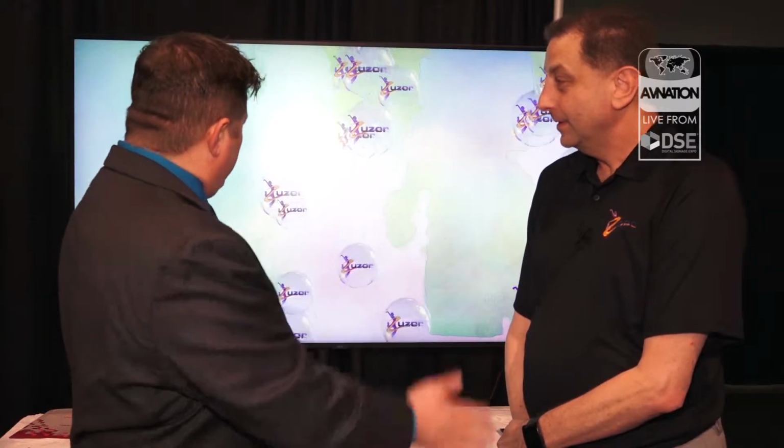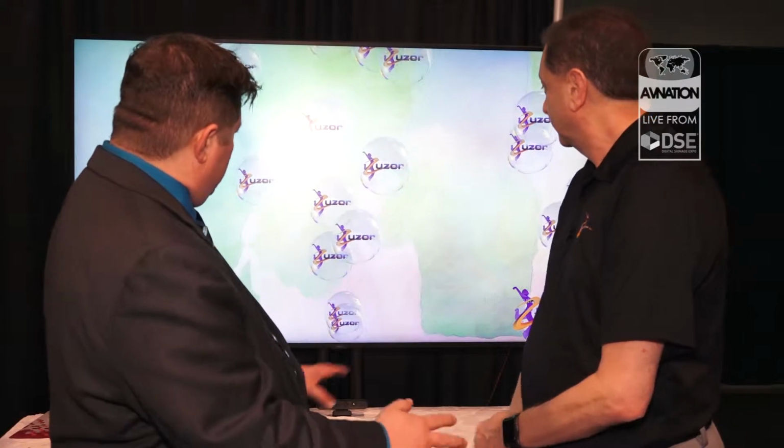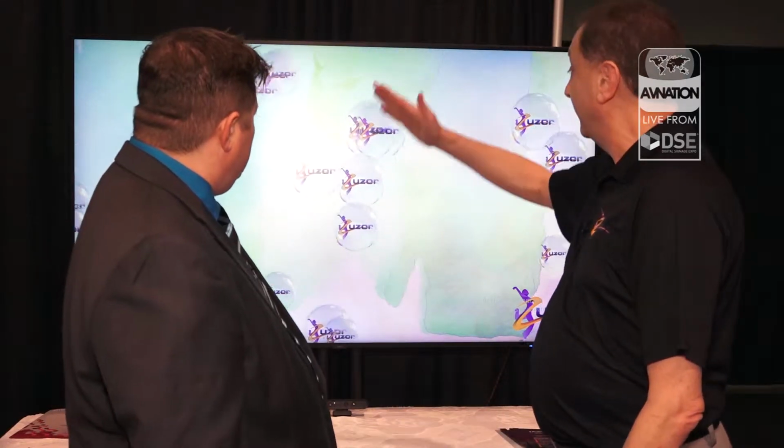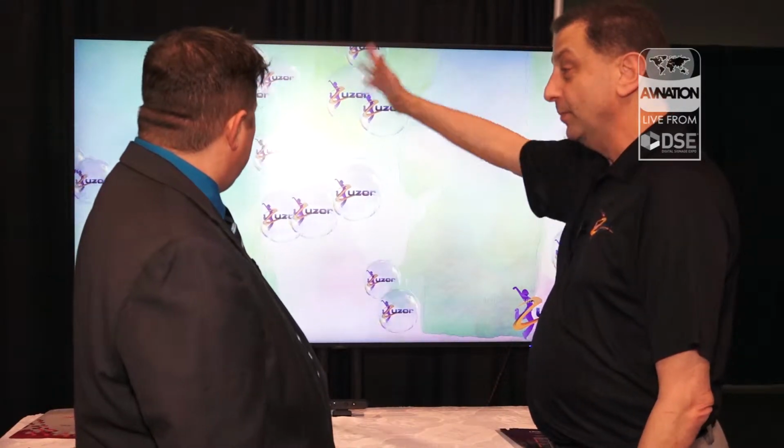Explain a little bit about what we're seeing on the back here, and if folks can tell that you and I moving is adjusting the screen here. Well, in fact, in this particular case, we're actually moving around the Zuzor bubbles. Oh, there you go. A little bit like a massive volleyball. I didn't realize that. Okay, there you go.